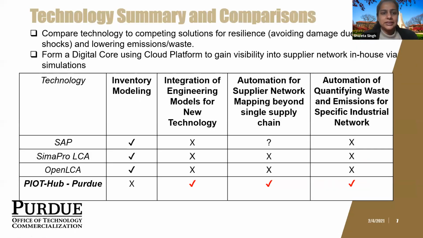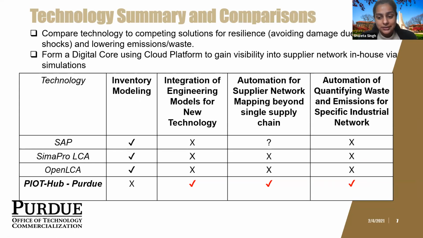So moving forward, in summary, this technology can help us evaluate different technological scenarios to understand how we can lower emissions and waste, but also understand the risks that a manufacturing facility can have on other suppliers' manufacturing networks. So gaining visibility into the tier 2 and tier 3 network. We can form a digital core using this cloud platform to do scenario analysis and then decide which one is the best technology for us to move forward.